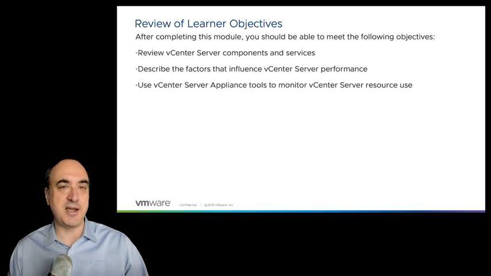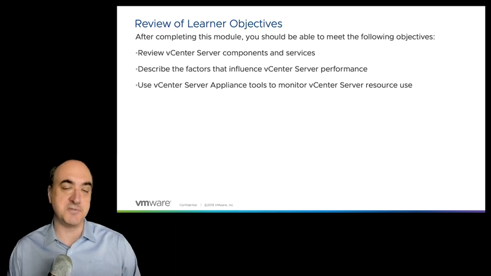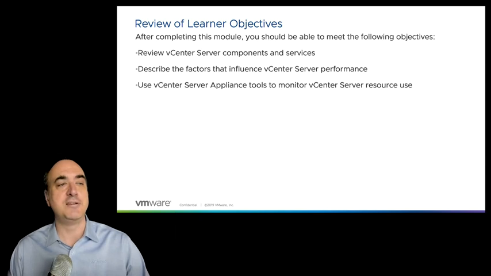So that was a look at our vCenter performance monitoring. And so we reviewed the vCenter components and services, described the factors that influence vCenter server performance. And we talked about using vCenter appliance tools, such as vimtop and the VAMI, as well as other Linux commands like df, to monitor your vCenter server resource usage. And that concludes this module. So we'll see you again in the next one.